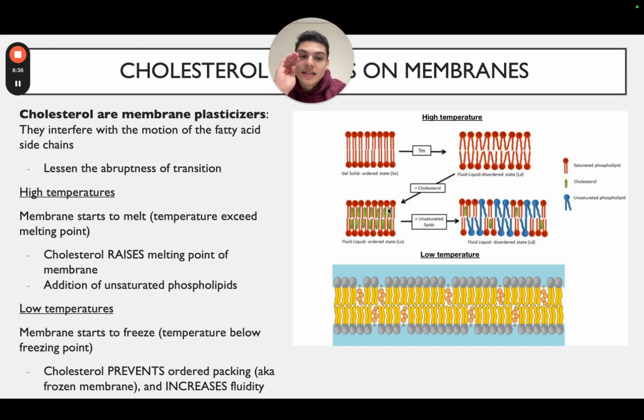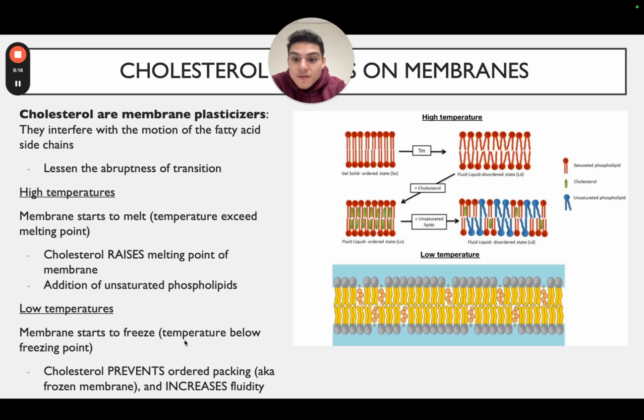What cholesterol does is it inserts itself and increases the Tm, or essentially the ability of this lipid to resist high changes of temperature. That's essentially what happens. It lessens the abruptness of the transition, so at high temperatures, the membrane starts to melt, as I mentioned. The way cholesterol does it, by mechanism of action, is it raises the melting point of the membrane, and the addition of unsaturated phospholipids will come in and basically give a fluid, liquid, distorted state, which just means that at high temperatures, we're going to have a higher concentration of unsaturated phospholipids integrated into the plasma membrane.